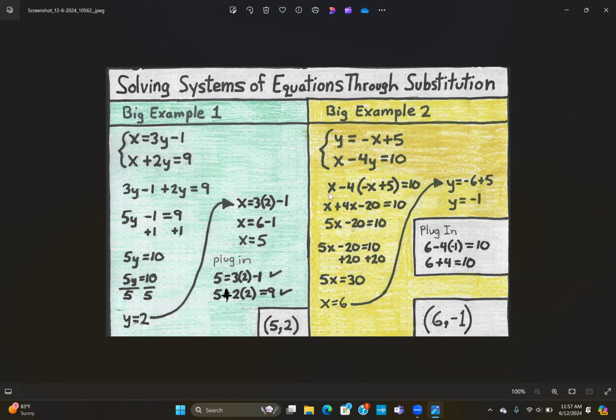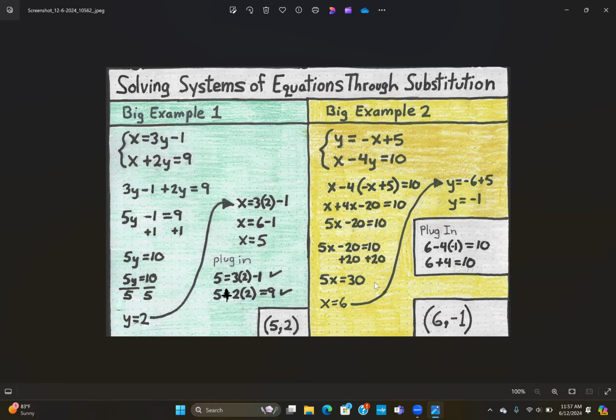And so now we have x minus 4 times the quantity negative x plus 5 is equal to 10. And when we distribute this negative 4 across, we arrive at x plus 4x minus 20 is equal to 10. Combine the like terms, and we have 5x minus 20 is equal to 10. And let's get those numbers on one side and those variables like x on the other side by adding 20 to both sides. And what we have right here is 5x is equal to 30.